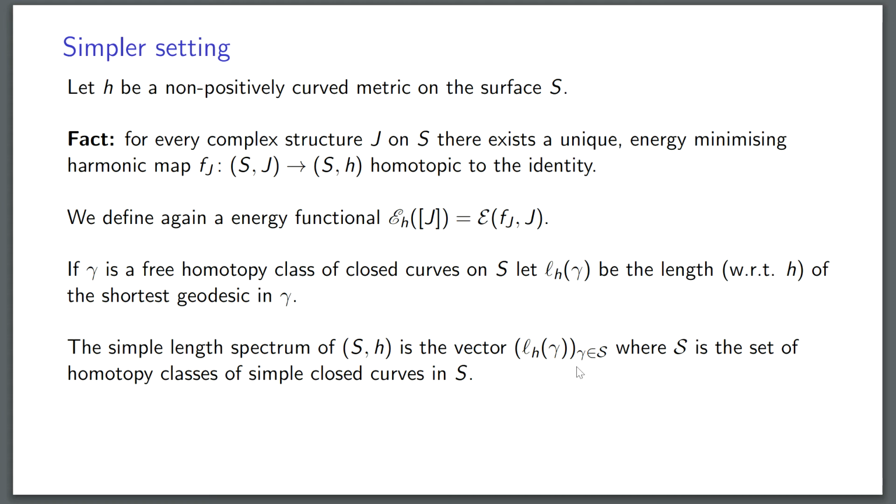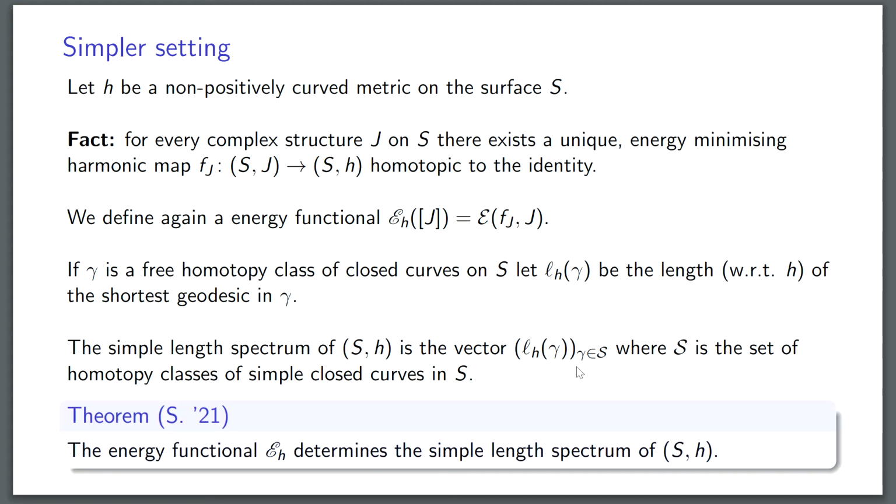And now the main result of this section is as follows: the energy functional of the metric H determines its simple length spectrum. A little bit more precisely, suppose you have two metrics H and H prime. Suppose that their energy functionals coincide. Well, then their simple length spectrums must also coincide.